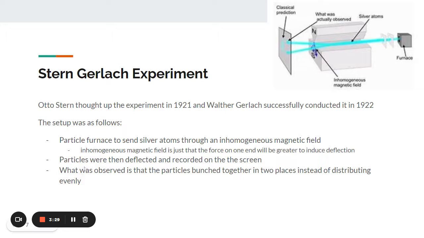Then the particles that were deflected were recorded onto a screen. What was observed was that the particles actually bunched up in two different places instead of distributing evenly, as was classically predicted.